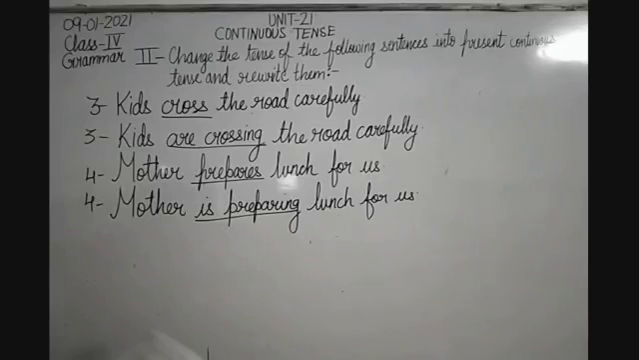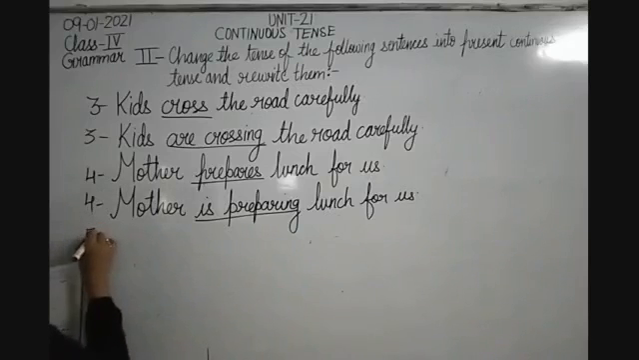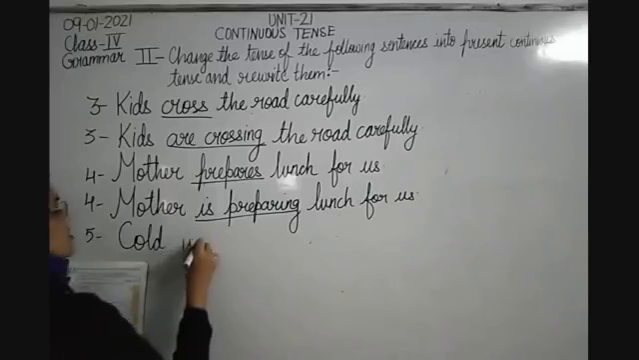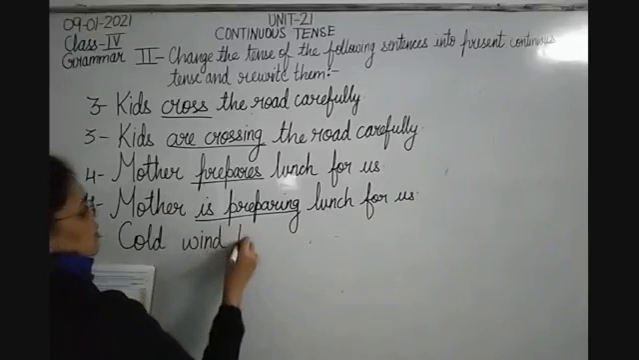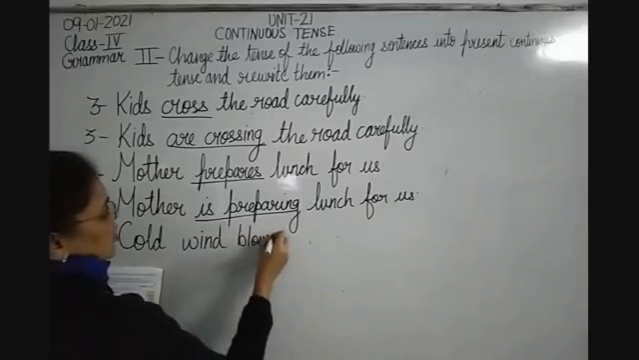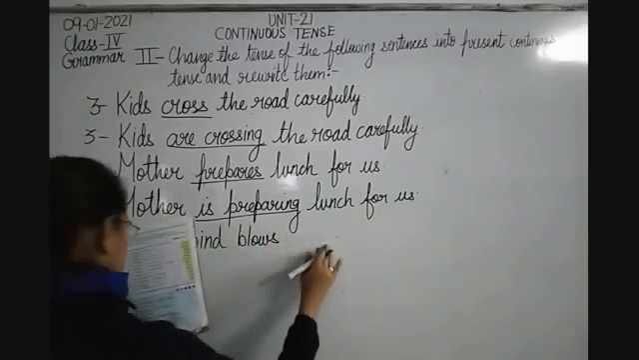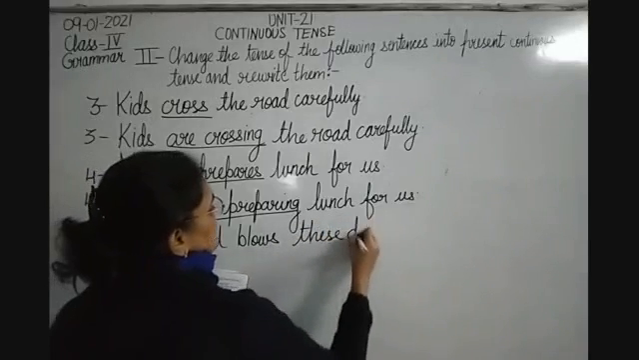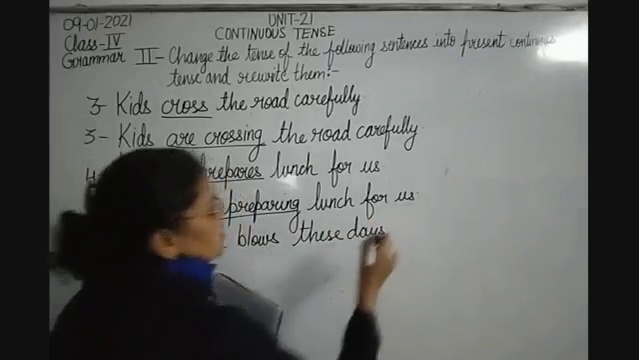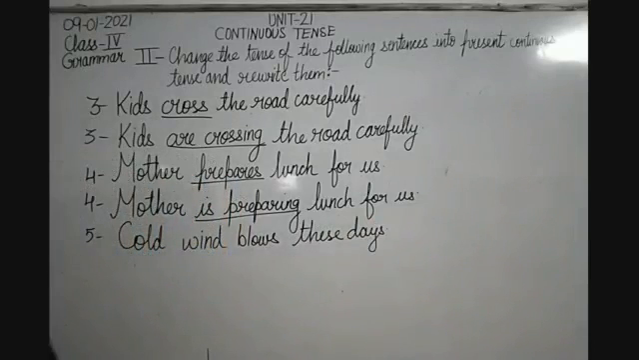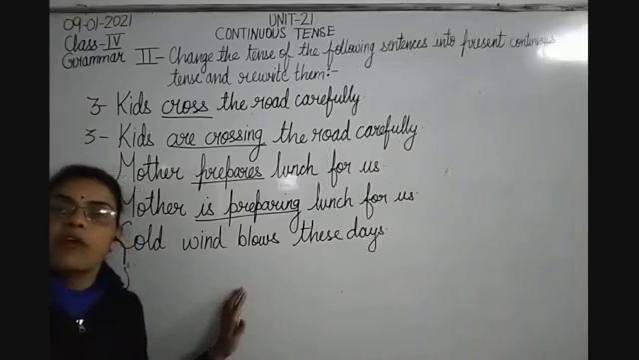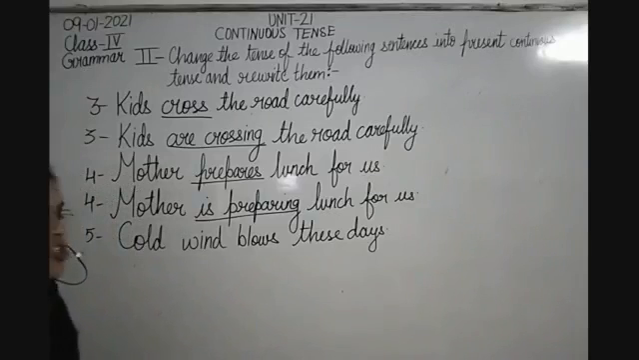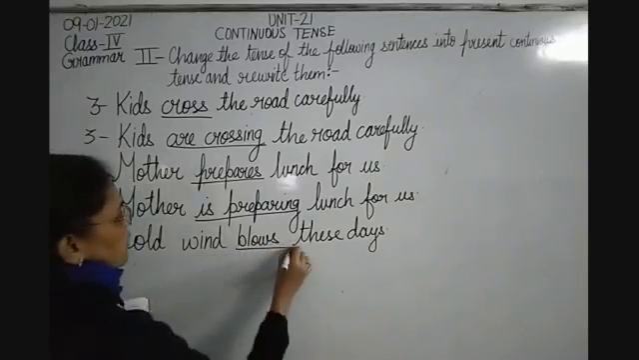Now the fifth one. Cold wind blows these days. Now we need to change this into present continuous tense. So first of all, what are we going to do? We are going to identify and underline the verb. The verb in this, children, is blows.